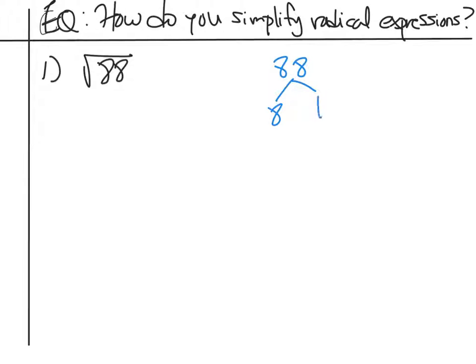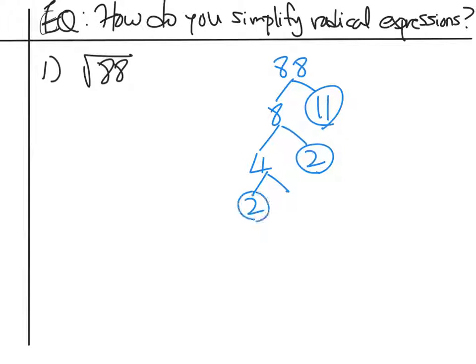So 88 is 8 times 11. 11 is a prime number, so you circle it. 8 is 4 times 2. 2 is a prime number. 4 is 2 times 2. That's a prime number as well.